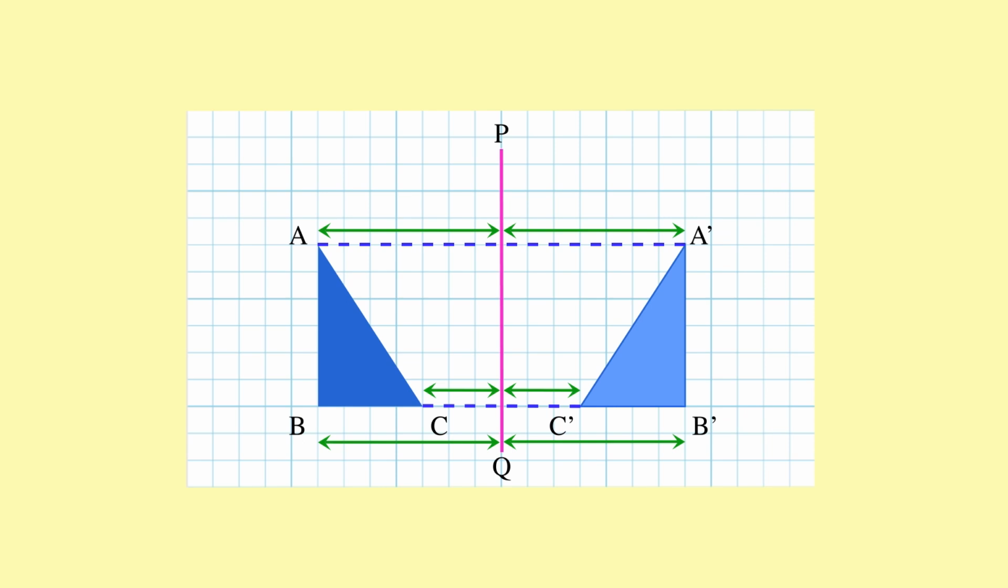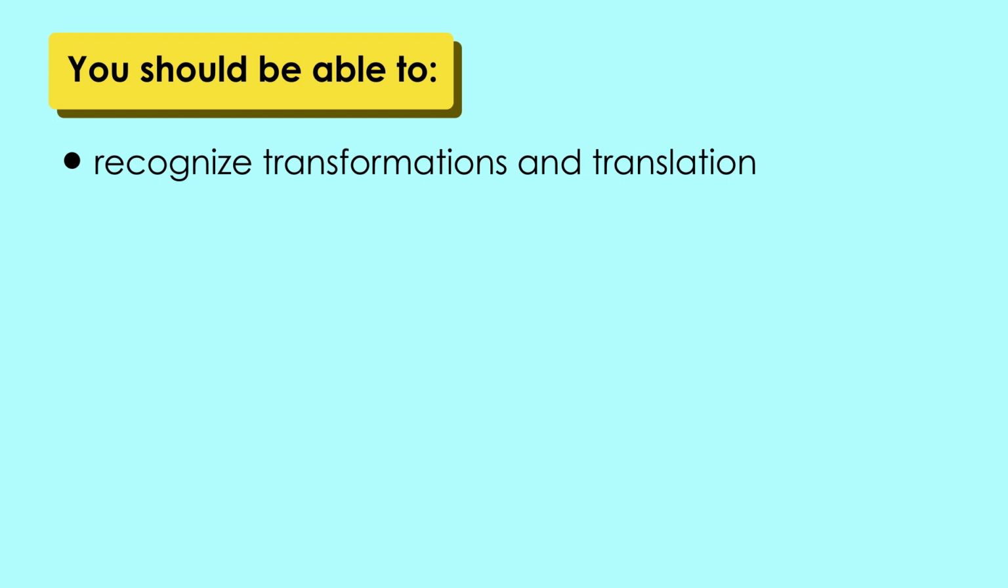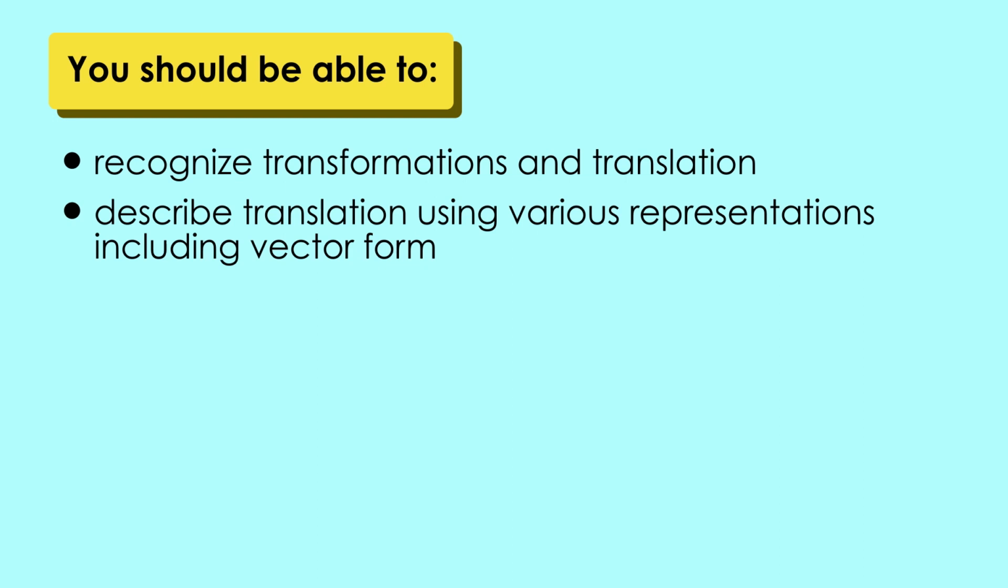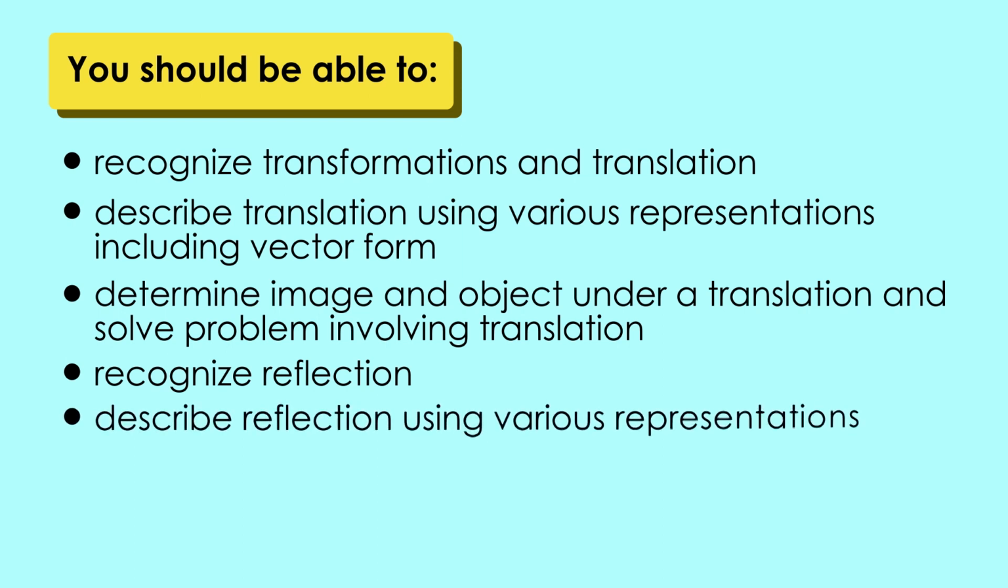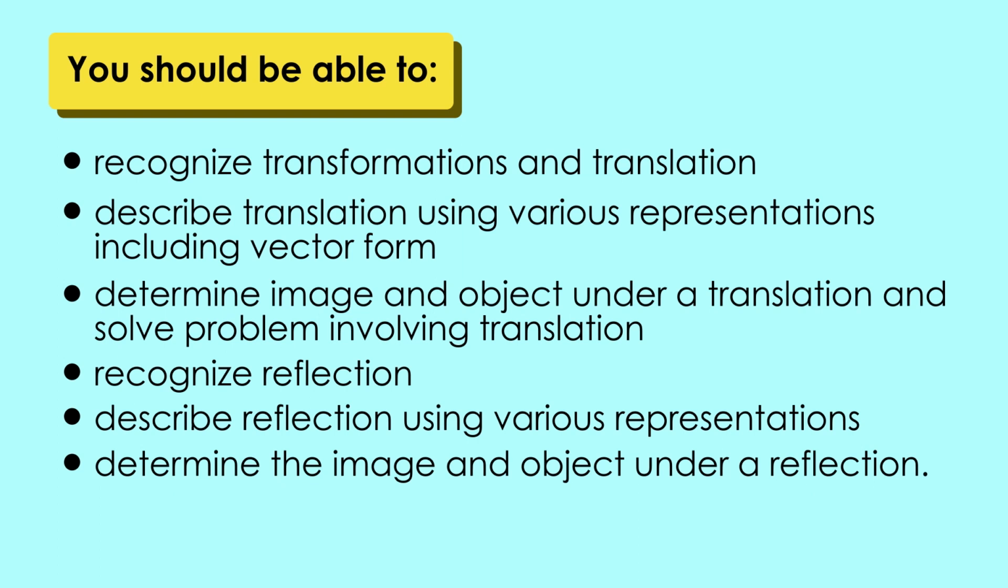Well, boys and girls, it looks like we have come to the end of the lesson. Now, you are able to recognize transformations and translation, describe translation by using various representations including vector form, determine the image and object under a translation and solve problems involving translation. Recognize reflection. Describe reflection using various representations and determine the image and object under a reflection.